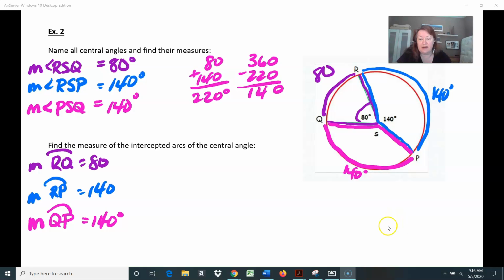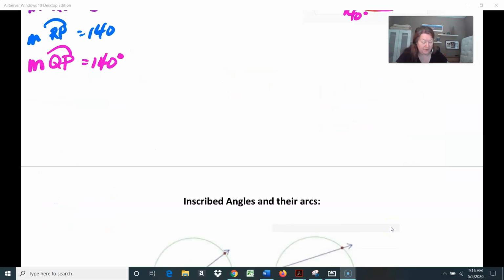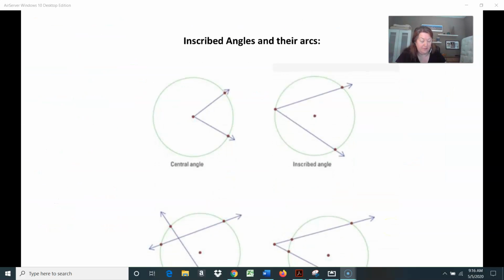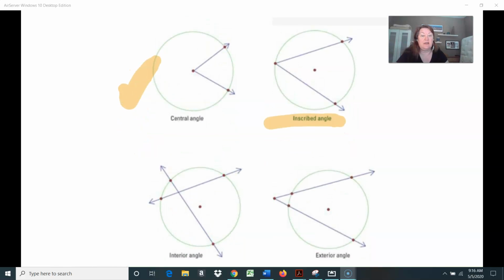All right, so that was kind of review from last week, but we're still going to practice it this week. And then the other big concept we're going to work on today is inscribed angles. We already did central angles. Today we're going to work on inscribed angles. Inscribed angles are angles where the vertex is actually on the circle, not on the center, and the rays go all the way through the circle to the other side. Notice that the vertex of this one does not go through the center.